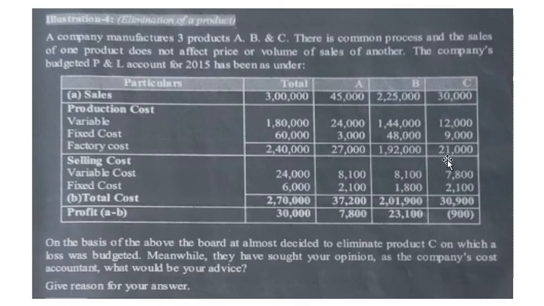Next, when we discuss C, which has sales of 30,000, the factory or production cost related to variable is 12,000, plus under selling cost the variable cost is 7,800.